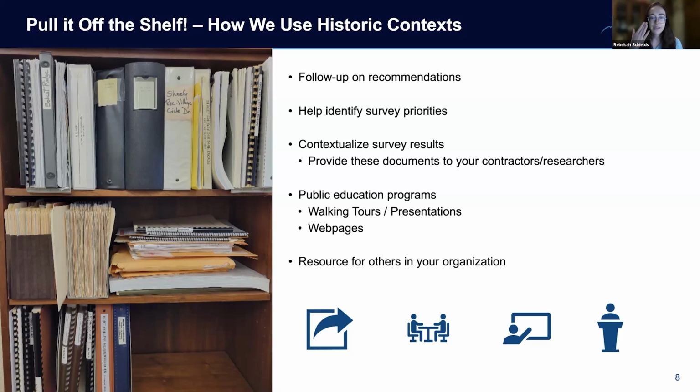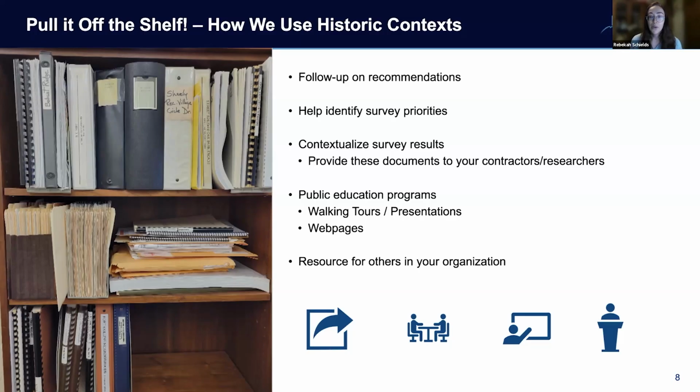Context studies also help us identify our survey priorities. Again, those recommendations are there, but if those recommendations are a few years old, consider what's happened in your community since that time. Are you seeing a lot of single family homes being demolished? So maybe you want to focus in on those properties in that context. Is there a big development going on in a place that's identified in that context? Maybe focus in on that area.